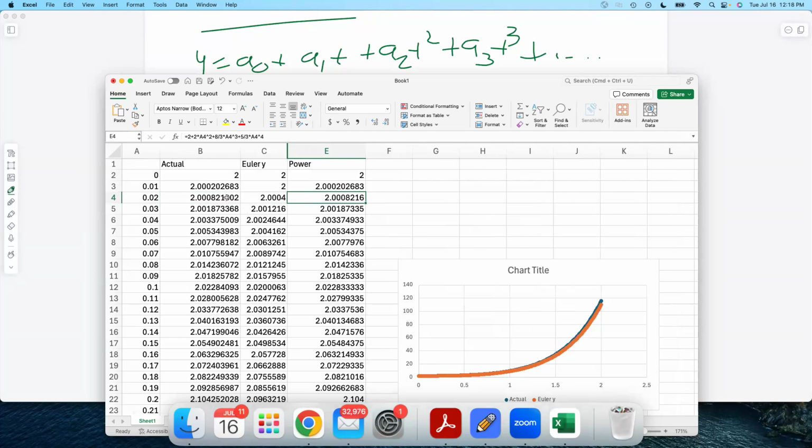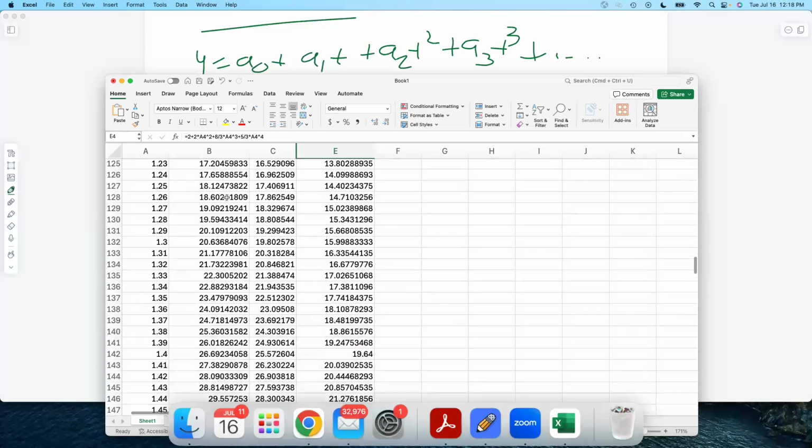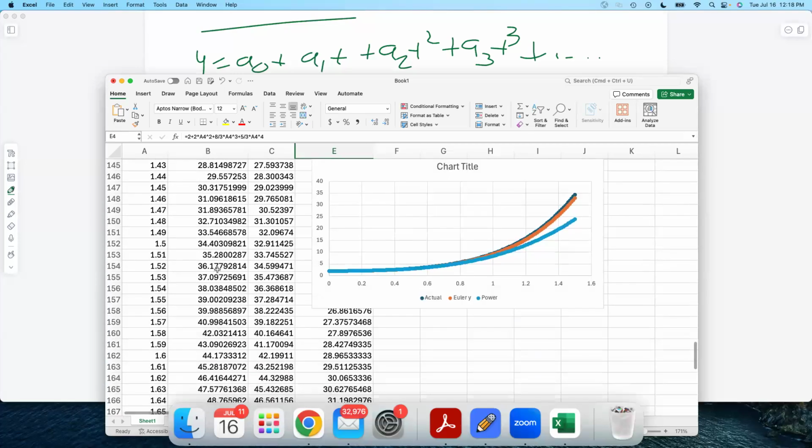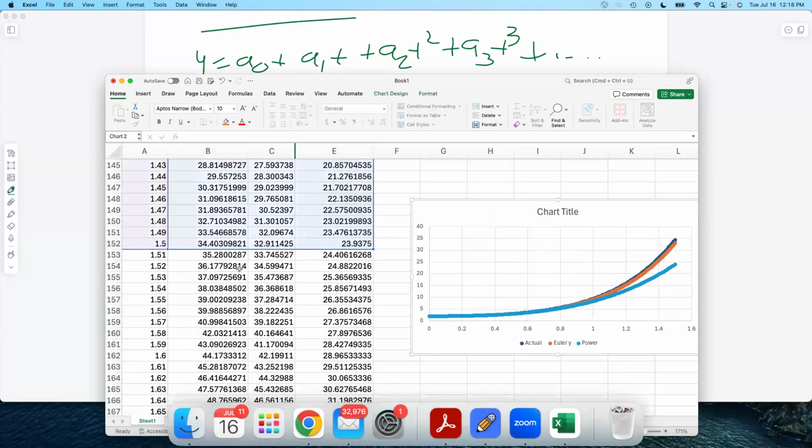So the power series solution is a much better approximation at first. But then by the time I get down to, what did I say, 1.5, now the power series is not a very good approximation. Look, it's way down here. Euler's is still not perfect, but it's much better. So near the start, power series is better. Further away, Euler's will be better.